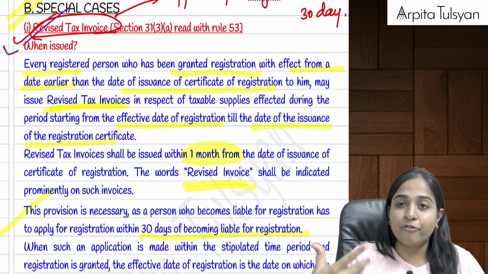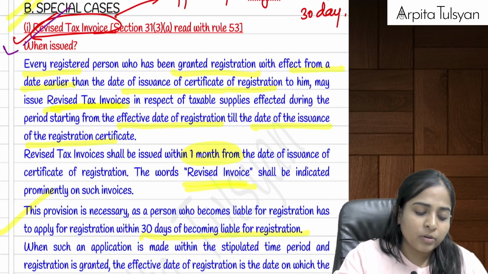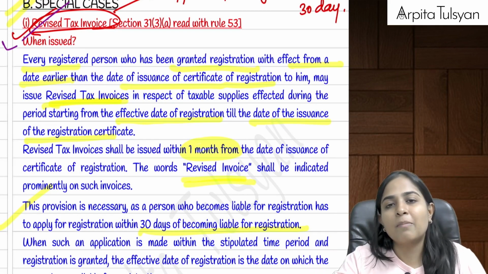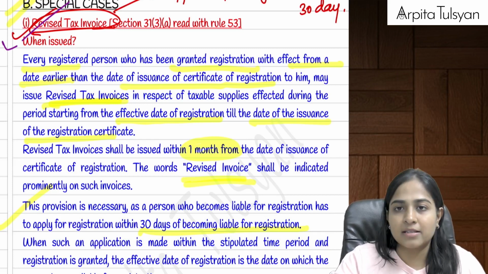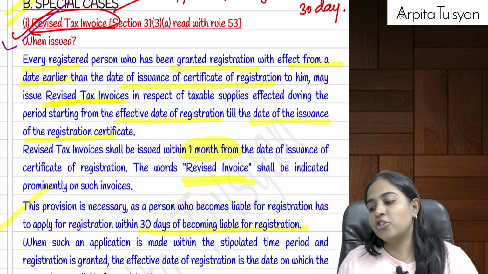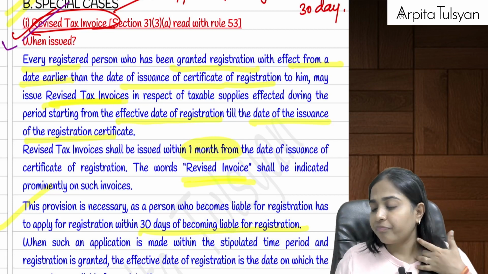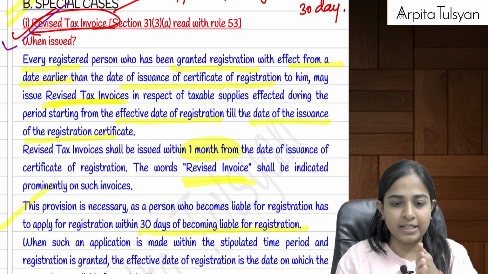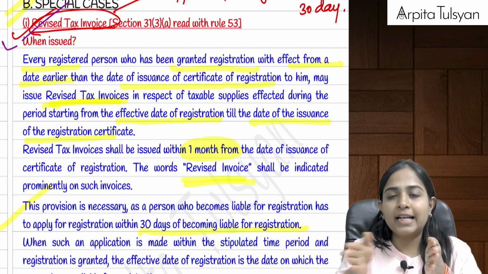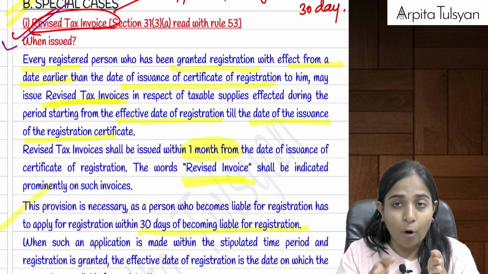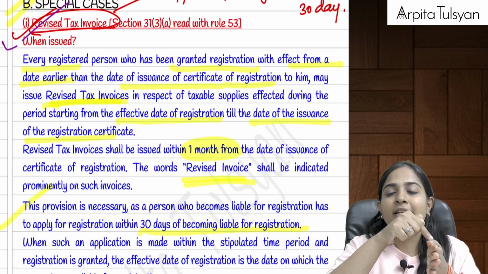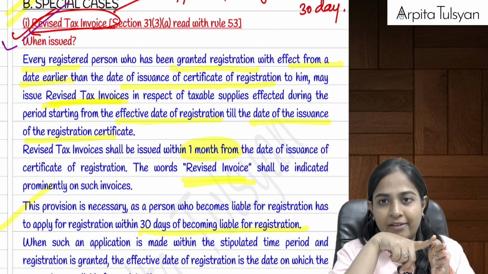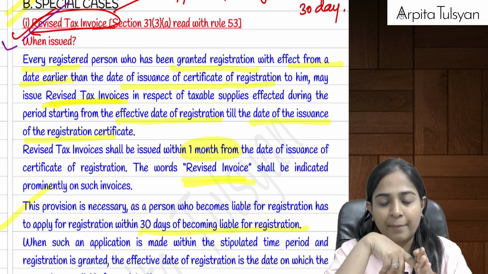Now coming on to different types of documents. The first document that we have already studied was the tax invoice. The second type of document coming up here is the revised tax invoice. We studied in the registration chapter that if you become liable for registration on a particular day, and within a period of 30 days you apply for registration, then you have done it on time. In that case, your registration will become effective from the day you were liable for registration, meaning retrospectively your registration is becoming applicable.